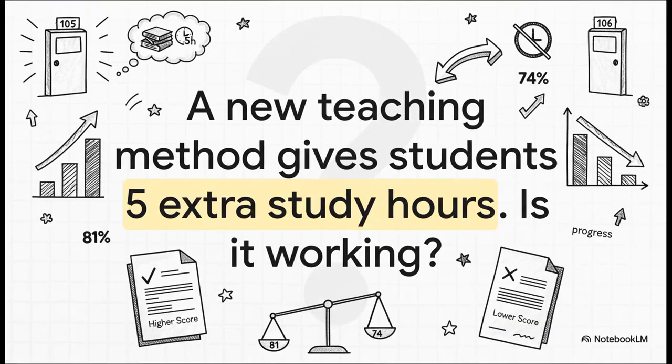Picture this. The students in Classroom 105 get 5 extra hours of study time, and bam, their average test score is an 81. Meanwhile, Classroom 106, who didn't get that extra time, they averaged a 74. So it seems like a no-brainer, right?